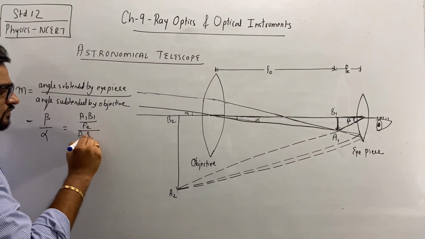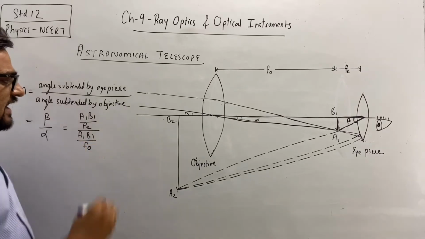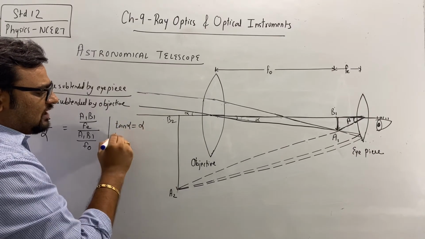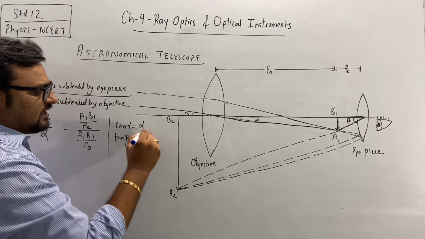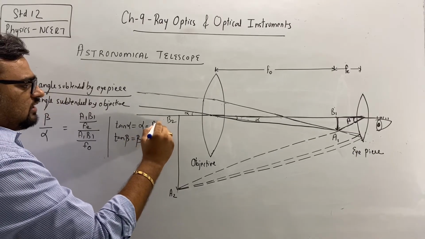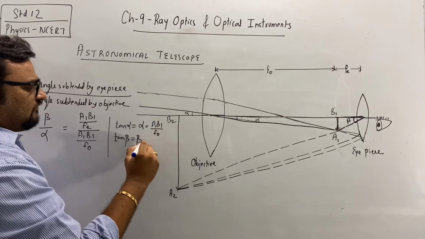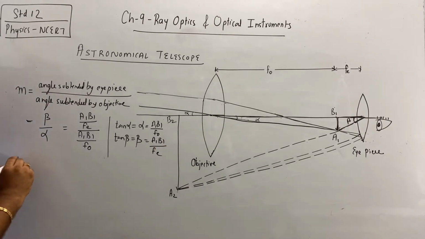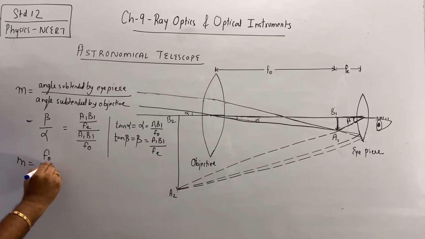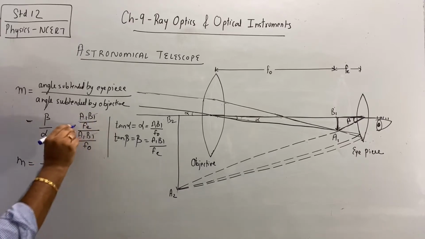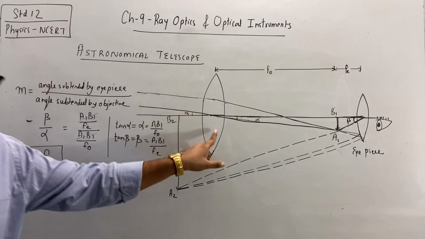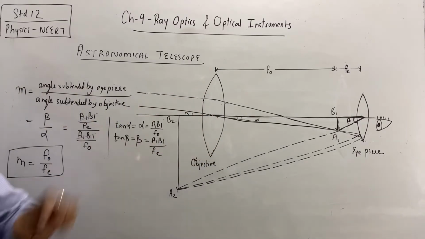Actually, when these angles are very small, tan alpha equals alpha and tan beta equals beta. So alpha will be A1 B1 upon FO, and beta will be A1 B1 upon FE. So I get magnification equal to FO upon FE. A1 B1 will get cancelled, FO will go in the numerator. Magnification of telescope is the ratio of focal length of objective lens to the focal length of eyepiece.